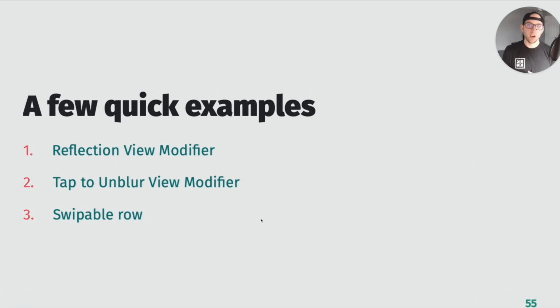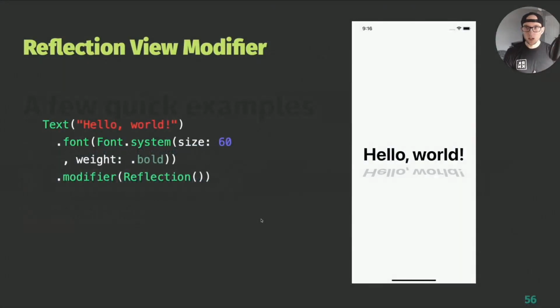So I want to turn this into a ViewModifier, something that could be called pretty easily. It was customizable, and I could reuse it within multiple apps. And I also wanted to learn along the way. So this is my reflection ViewModifier.